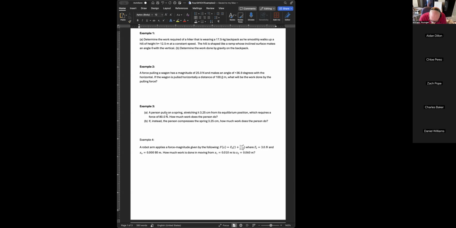So what they gave us in part A was that the change in x, which I'll call delta x, is 3.25 centimeters. And the force that was required to do that is F equals 80.0 newtons. And what they want to know is what is the work done. And then in part B, they're asking, what if you compress the spring? What would the work done be?